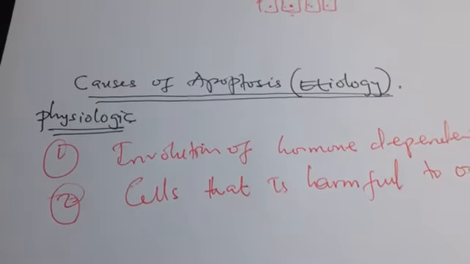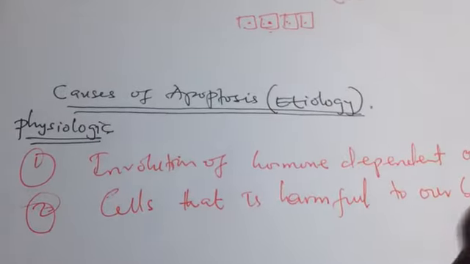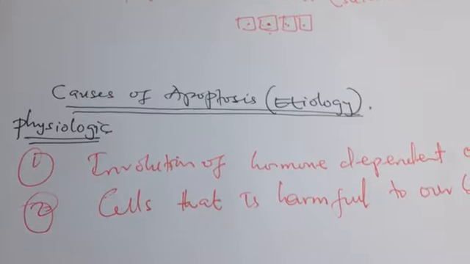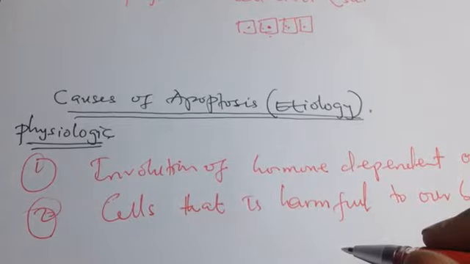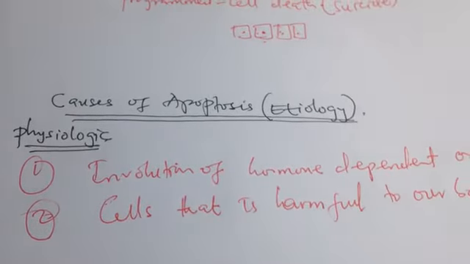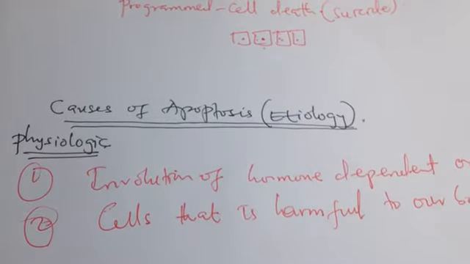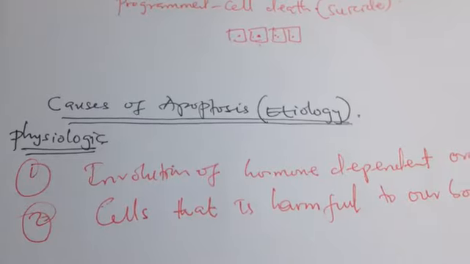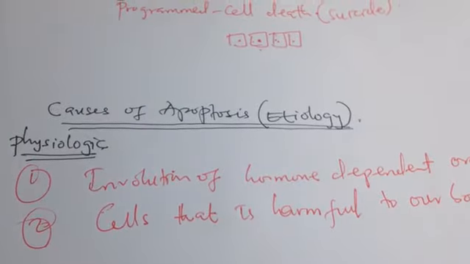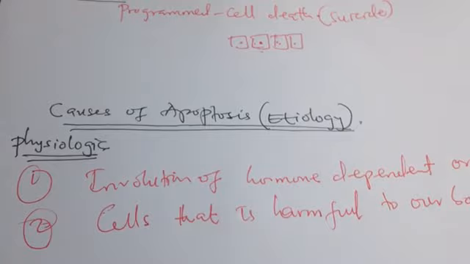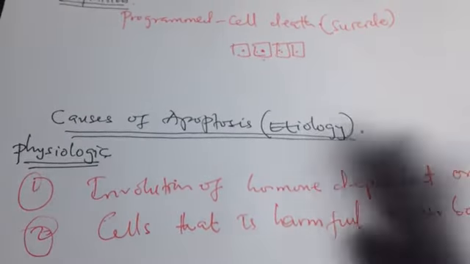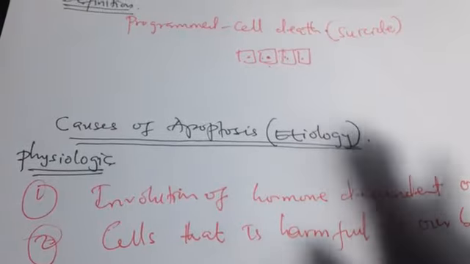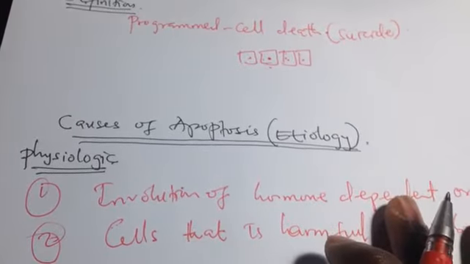So which cell is harmful to our body? For example, our own cells. Sometimes there are cells of our body that are harmful to ourselves, especially the immune cells. These immune cells can sometimes attack our own body in some susceptible individuals. So these kinds of cells can be killed by apoptosis. If they are killed, then definitely these immune cells will no longer attack our own body. So this function is very important, right? It is actually physiologic apoptosis.